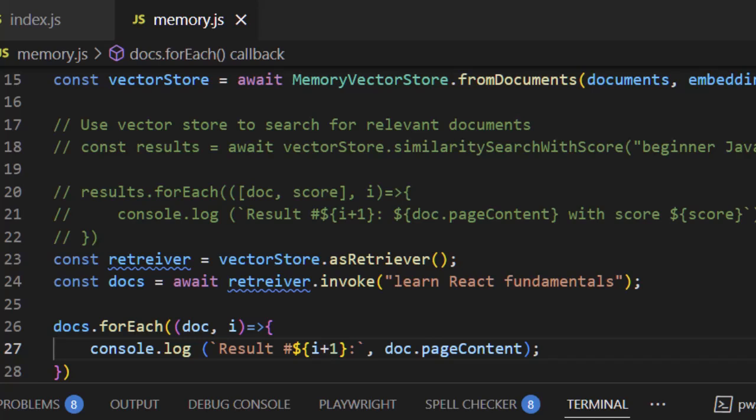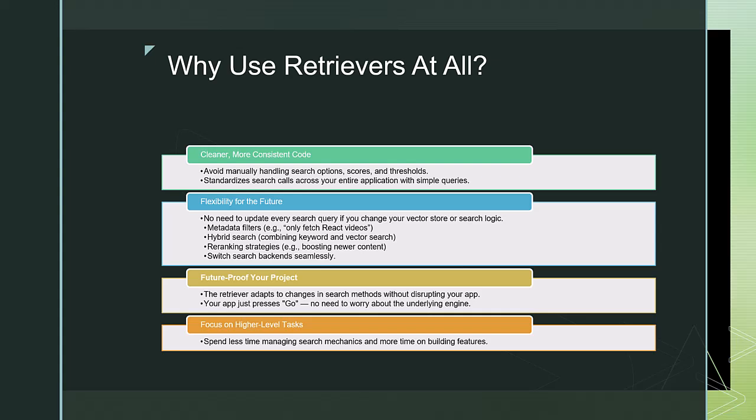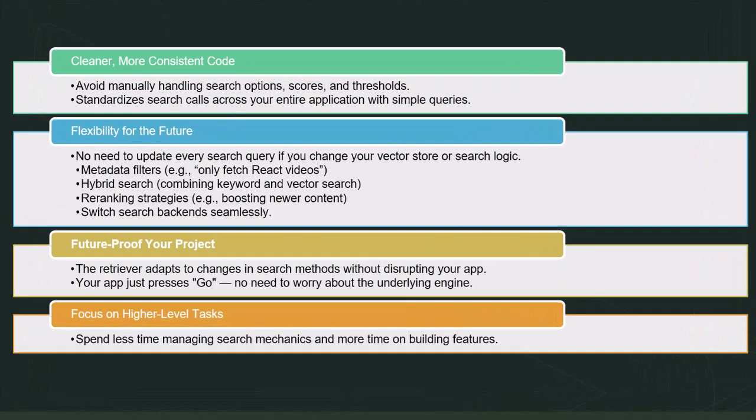Why not just search the vector store directly like before? Good question. Right now, calling invoke manually might feel almost the same, but retrievers have two huge advantages. Instead of manually handling scores, thresholds, or search options every time, you just call invoke with your query, simple and standardized across your entire app.